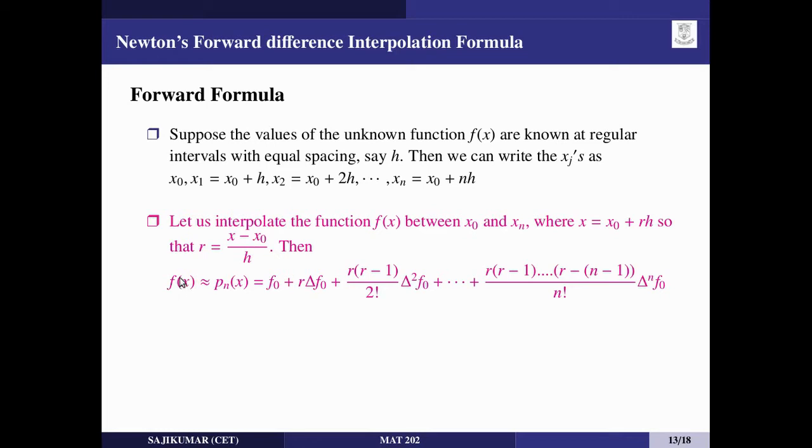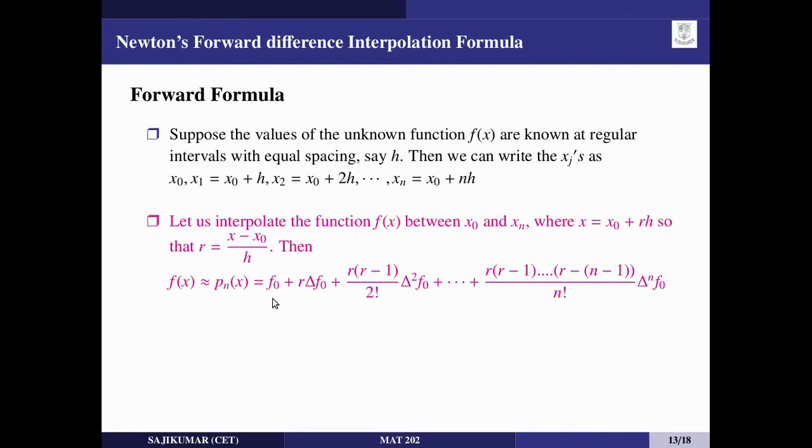Then Newton's interpolation polynomial approximates the function f(x) as f(x) approximately equal to Pn(x), that is an nth degree polynomial, equal to f0 plus r into delta f0 plus r into (r minus 1) by 2 factorial delta squared f0 plus r into (r minus 1) into etc., into (r minus (n minus 1)) by n factorial delta raised to n f0.